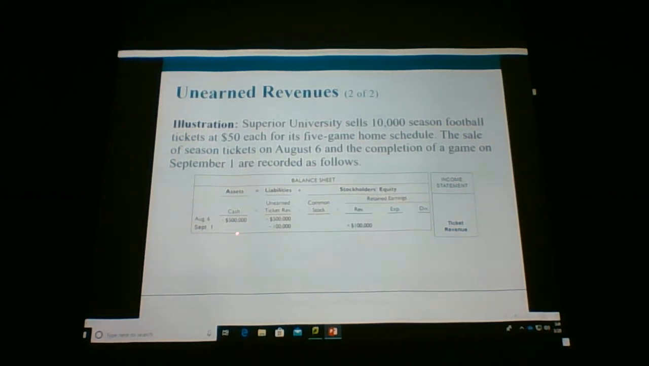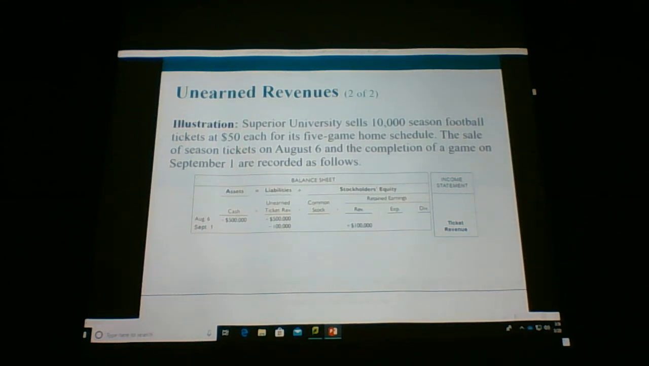What it says is that on August the 6th, they got $500,000 in cash. So assets went up by $500,000. Unearned ticket revenue, a liability, if you don't believe me, it's right there in black and white, also went up by $500,000. Okay? Let's fast forward now. Take a little trip in our time machine, and we go to September the 1st. We've played one game. All of the tickets are the same price, okay, regardless of the game.